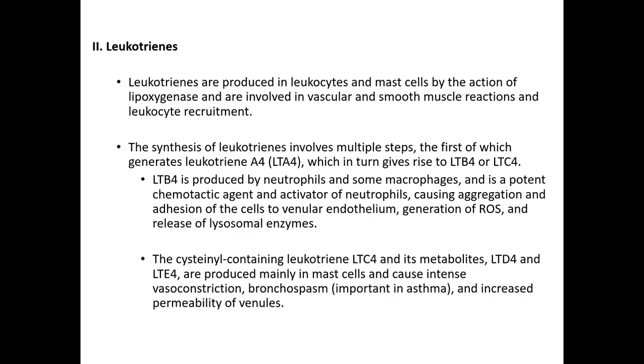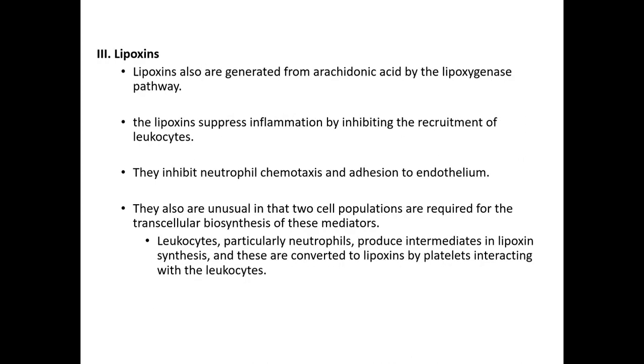The cysteinyl-containing leukotriene, which is leukotriene C4, and its metabolites leukotriene D4 and E4 are produced mainly in the mast cells and cause intense vasoconstriction, bronchospasm, which is very important in asthma, and increased permeability of the venule. So for bronchospasm, the cause is leukotriene C4. This is very important to be targeted in the treatment of asthma, for example, to delay bronchospasm.